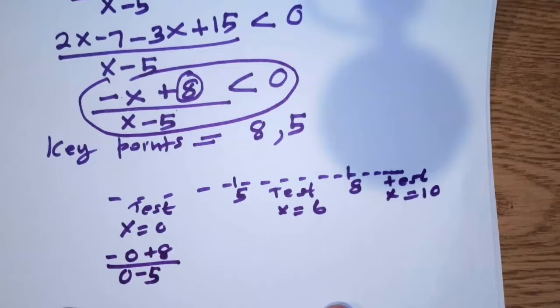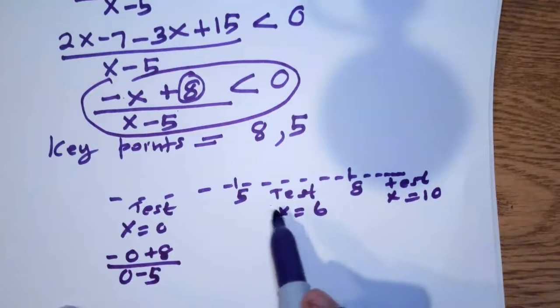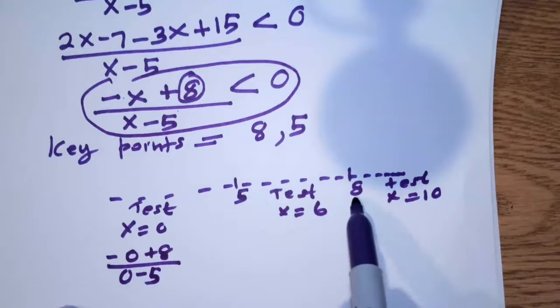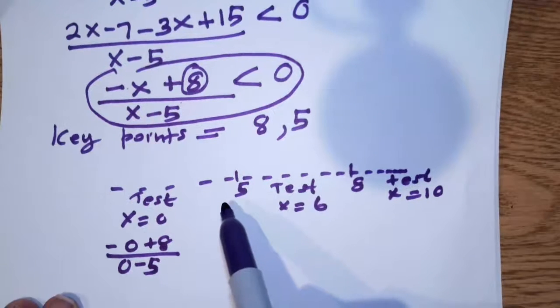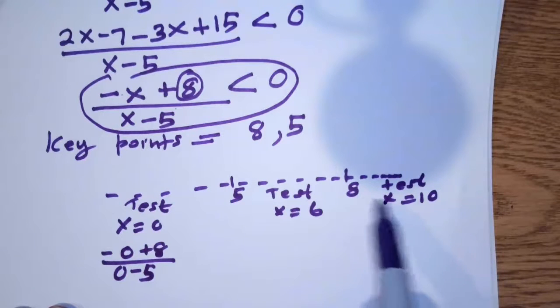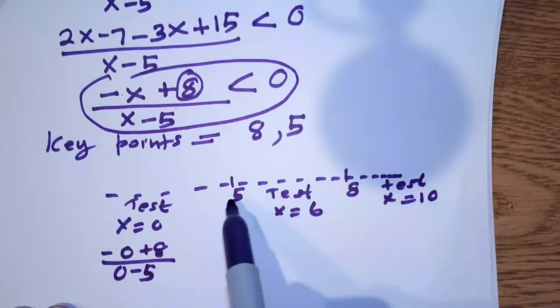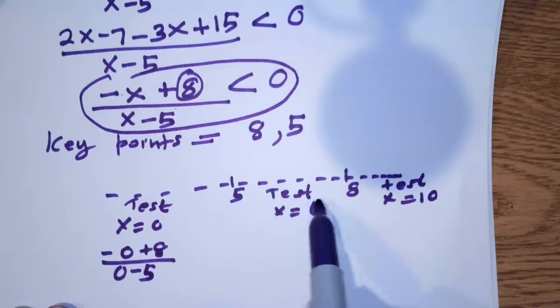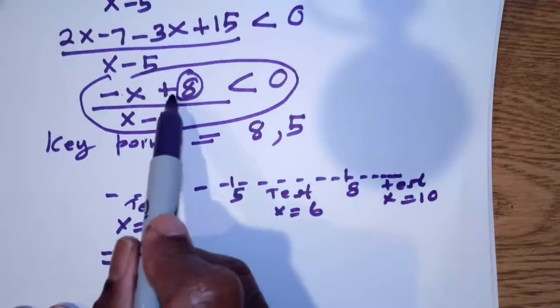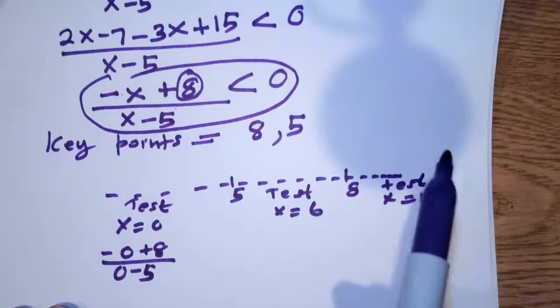I'm sorry. So what happened here was, once again the key points were 8 and 5. So we created the boundaries 5 and 8, and we looked at test values less than 5, between 5 and 8, and greater than 8. So the test value less than 5 is 0, between 5 and 8 is 6, and greater than 8 is 10. So once again, how did you get the key points? We looked at the roots on top, which is 8, and roots on the bottom, which is 5.